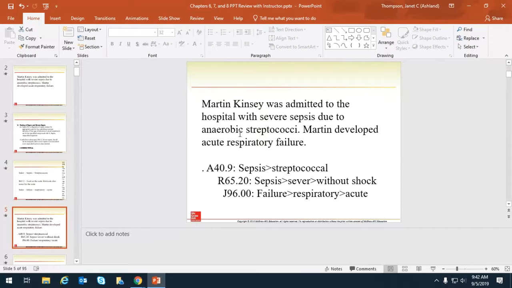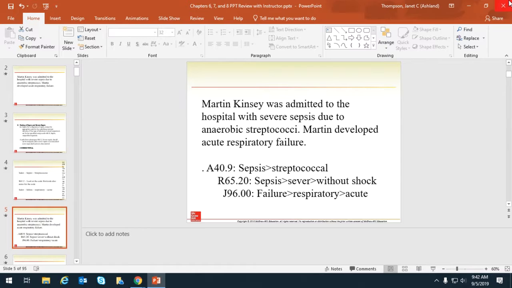All right, so J96.0, I'm going to turn to that code, and it is J96.00, acute respiratory failure, unspecified whether with hypoxia or hypercapnia, and that's true. If it's not mentioned in our scenario, we wouldn't include it. So these three codes cover his case.